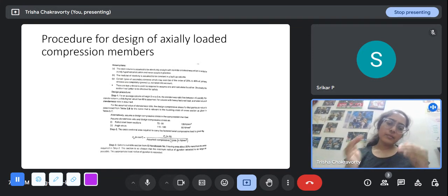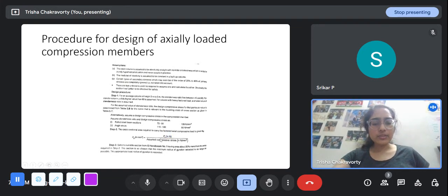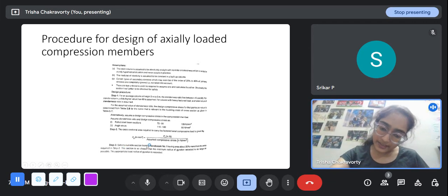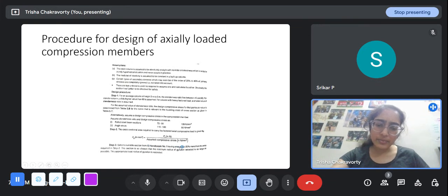According to that, we take a modified compressive stress, and then we know the factored load that we want the compressive member to take. So dividing this Pu by the assumed compressive stress, we get an approximate area that we require. Then we select a suitable section which has an area about 20% more than the area we require here.